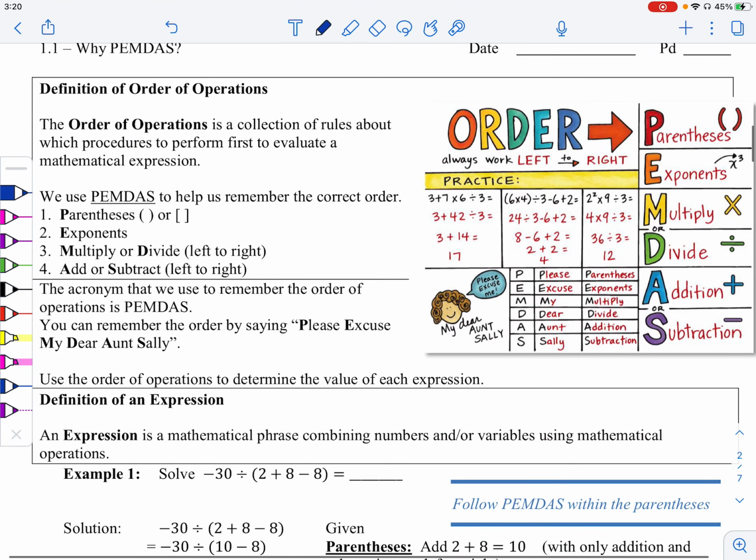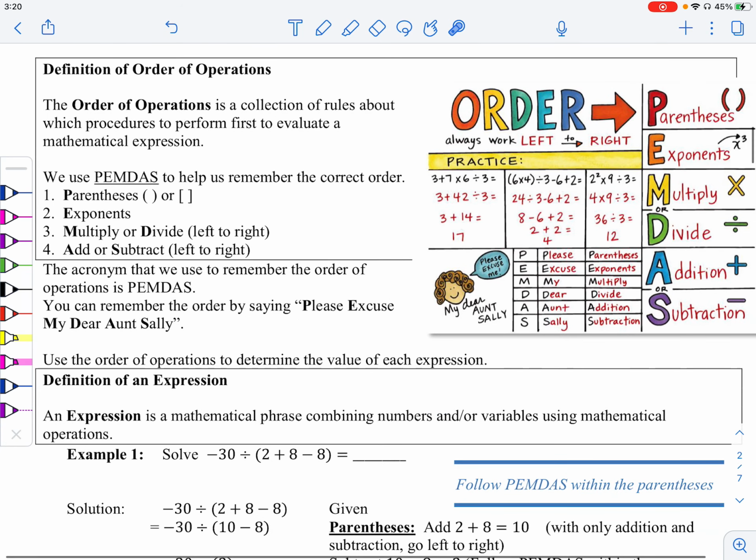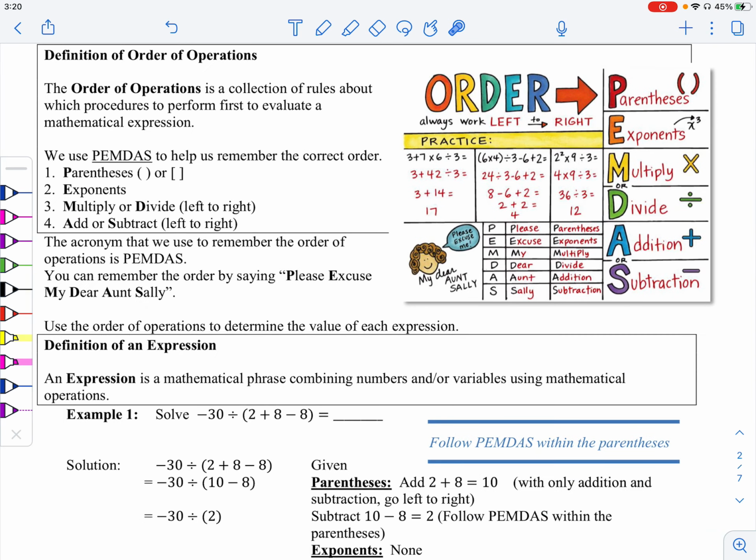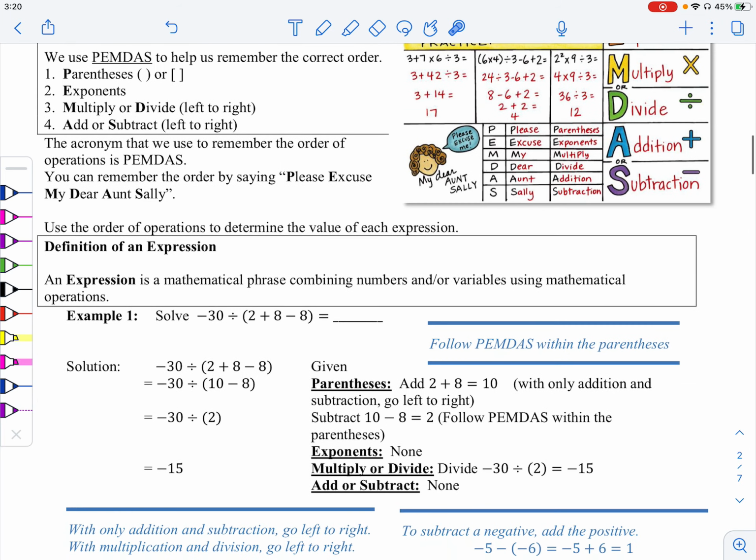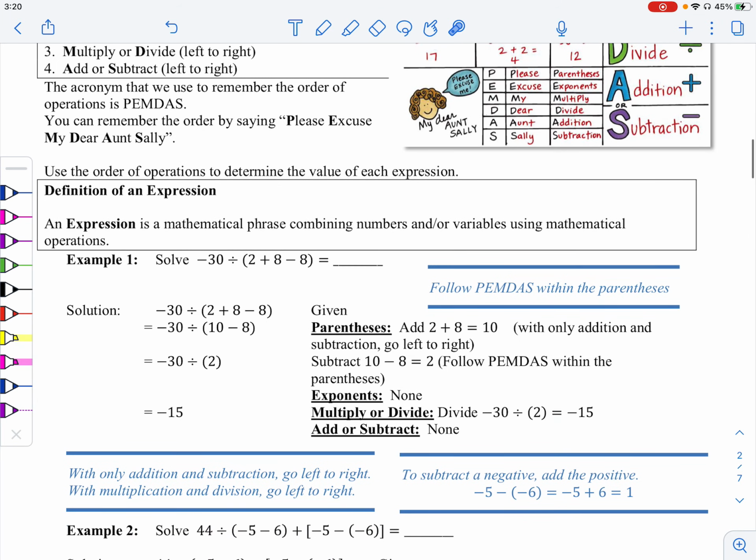Okay, so PEMDAS, we can use something to remember it by: Please Excuse My Dear Aunt Sally. At the end of this lesson, you guys are going to create your own, right? Besides, please excuse my dear Aunt Sally, just use your own. Create your own words for PEMDAS to help you remember it. And we're going to create a little mini art project from that.